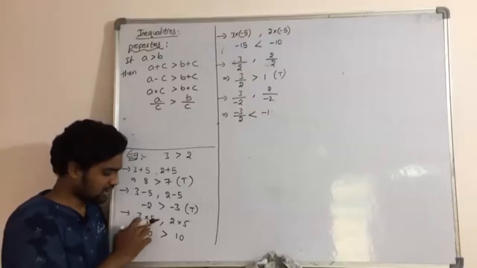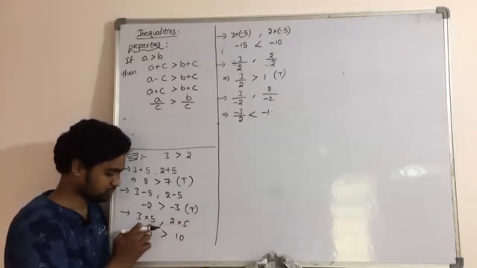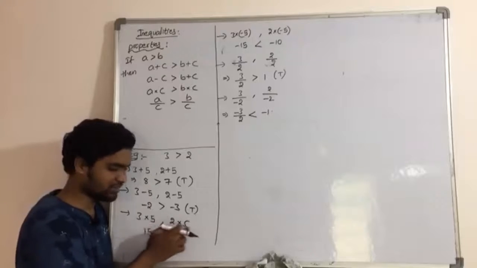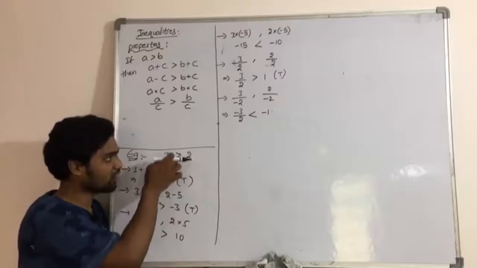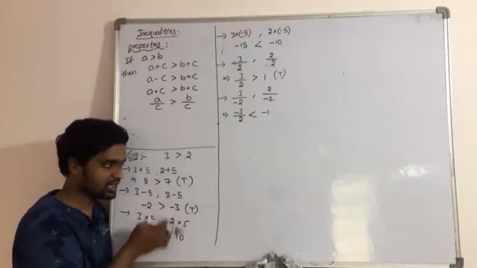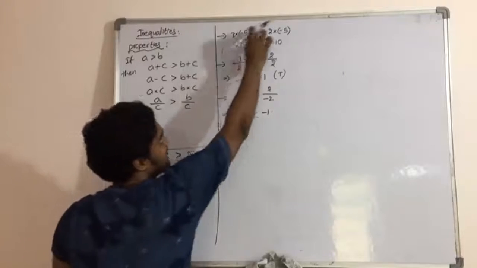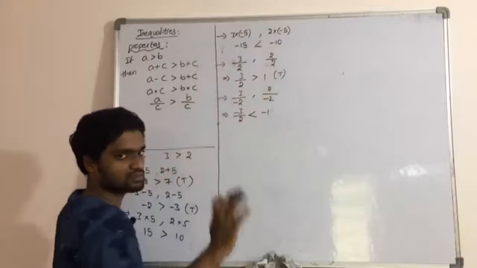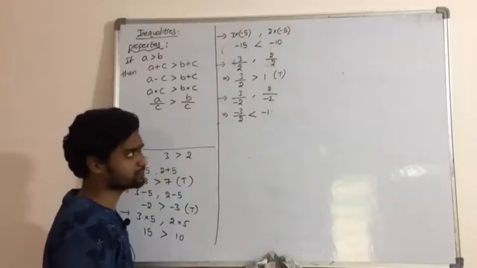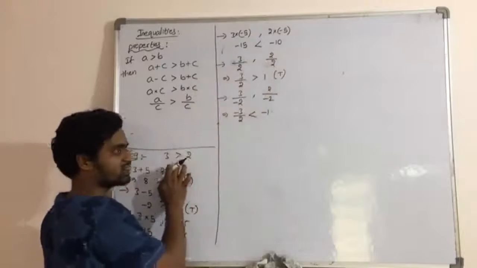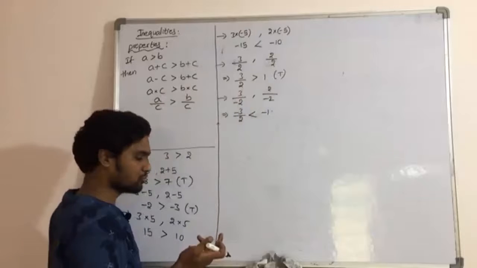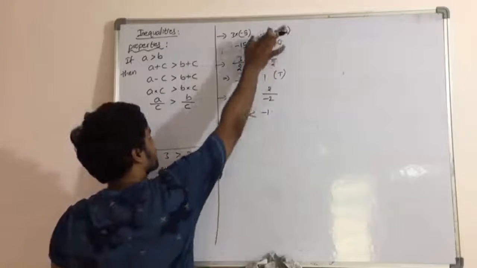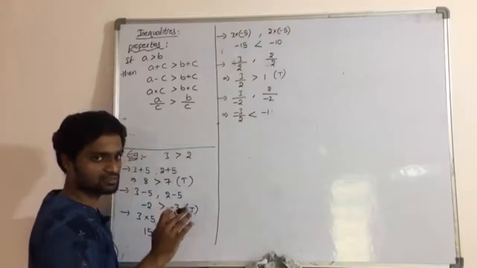What is that? If you multiply with a positive number, what is 5? A positive number. If I multiply with a positive number on both sides, inequality remains same. If I multiply with a negative number on both sides, inequality reverses. Inequality gets reversed. Okay. Initially it was greater than, now it is less than. So after multiplying a positive number, inequality remains same. Multiplying with a negative number, inequality gets reversed.